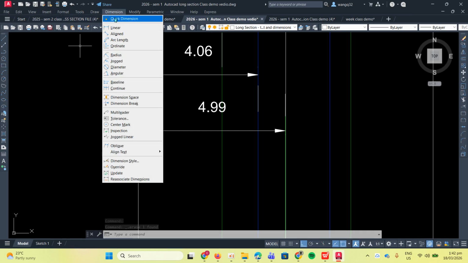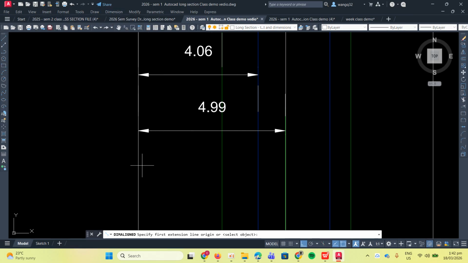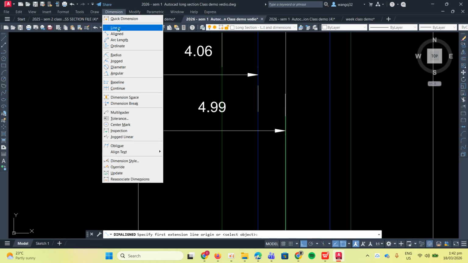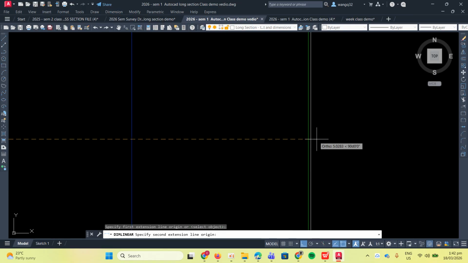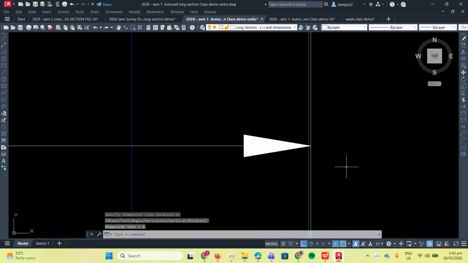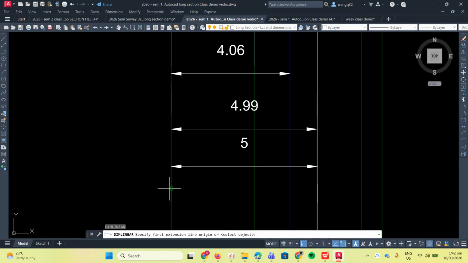We go to the next one. So maybe we'll use the linear dimension. From here to my 10-meter interval should be 10, this number. 5-meter interval. And then to here.